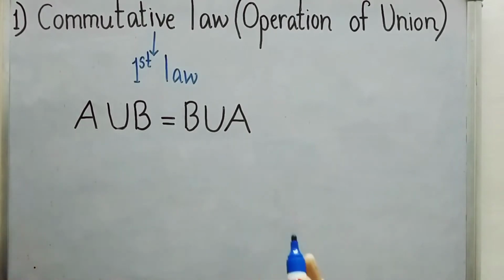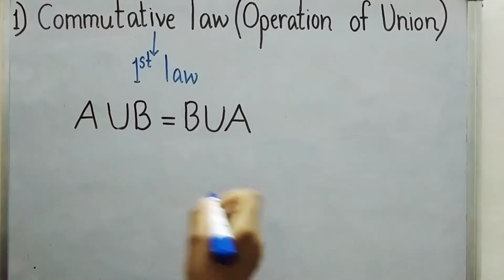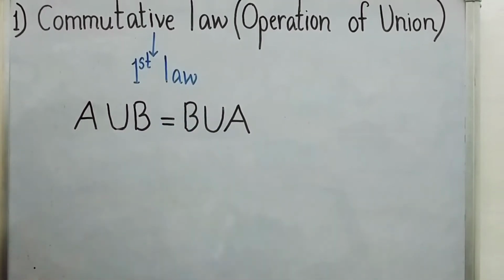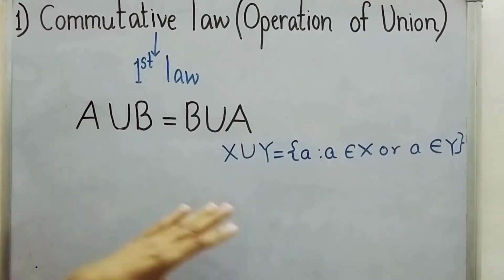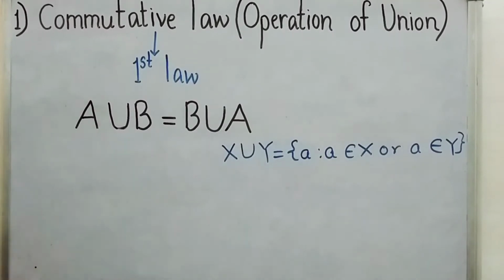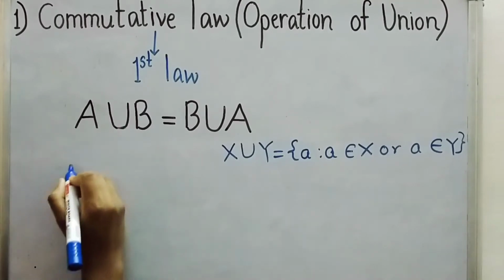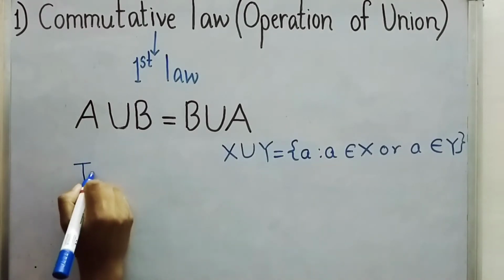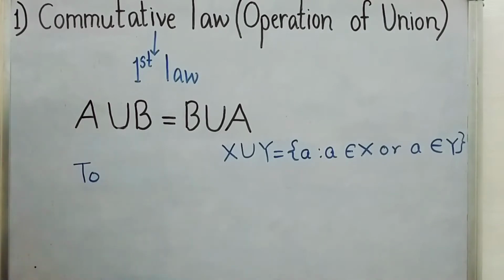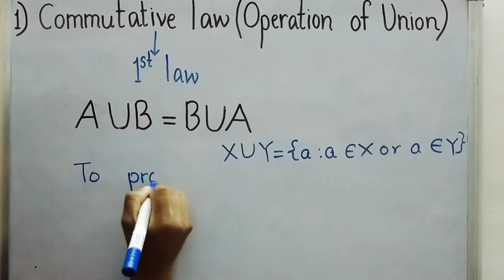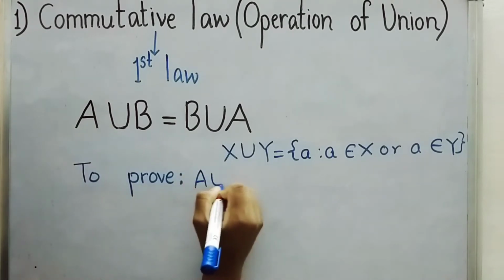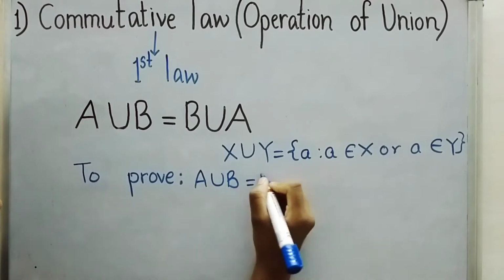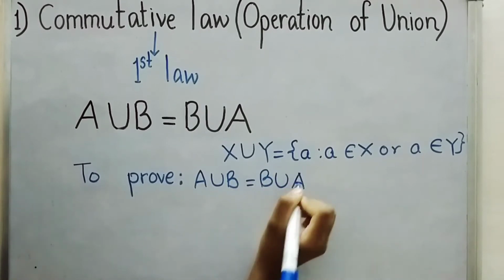At first, I'm going to write the standard form of this, A union B or X union Y. This is a standard form and this might make the method easier for you. Now let's start proving it. At first, we have to write the correct method of writing an answer in maths. To prove, what we have to prove? Yes, A union B is equal to B union A.